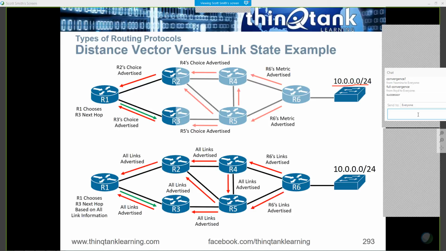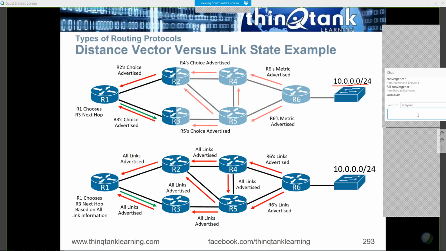R1 is either going to send the traffic to R2 or it's going to send the traffic to R3. Does that make sense? Even if it was a static route, that would be the case, wouldn't it? I would either send the traffic to R2 or R3. The way that that information is obtained is where the difference comes in.